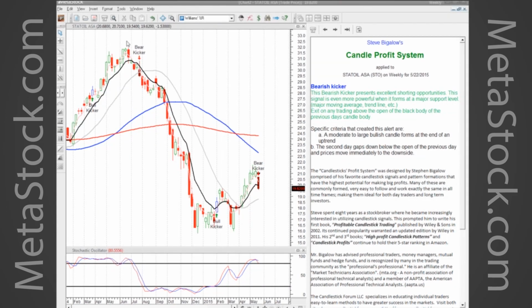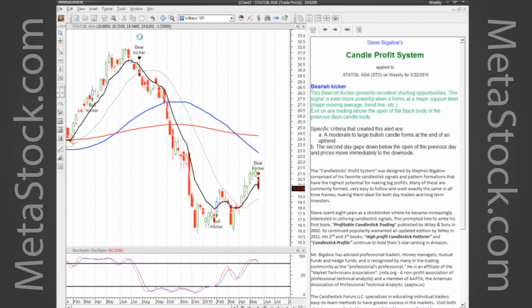And you notice we have the bearish kicker right here on the top. We've got the bullish kicker here. All of these patterns are automatically identified and labeled on the chart for you. And in addition, we had a lot of questions asking, okay, what are the characteristics of this? And we spelled that out here in our commentary. We're saying, okay, the specific criteria that created this alert are this and this. It tells you a little bit what to do with it, and helps you understand the patterns.